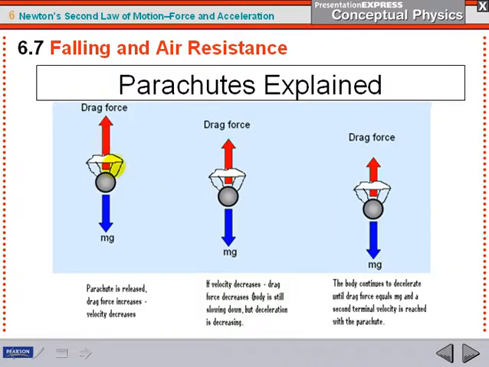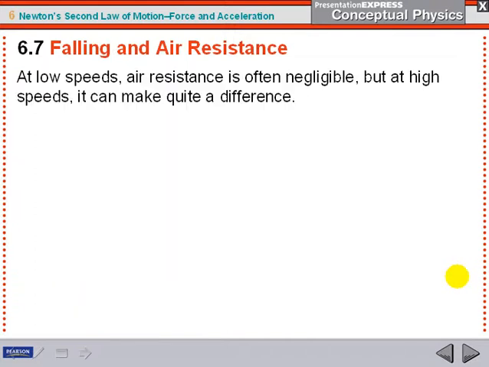So let's look at what happens. We have that ball that was falling, and the parachute's released, and all of a sudden we have a large drag force here, much larger than the weight. So what happens is that the velocity decreases, the object starts to decelerate. As it decelerates, speed goes down, and the drag force decreases. And then eventually the body will decelerate until the drag force equals the weight, and then you reach a second terminal velocity with the parachute. We'll look at this more closely in one of the worksheets we're going to do.